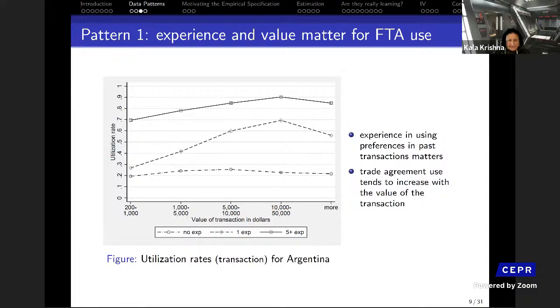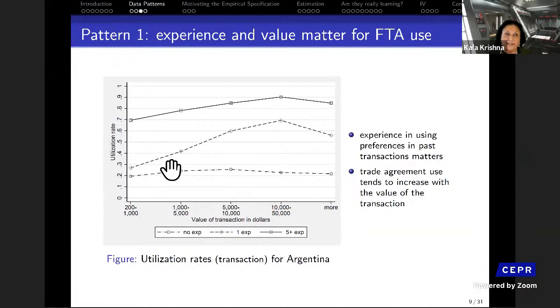here's just a beginning look at the data, which is, how is your experience in past transactions affecting the utilization rate, so the fraction of times that preferences are used. So we have no experience, that's the bottom curve, and it's relatively flat. If you have no experience, it's about 20% chance that you'll use it. Moreover, it doesn't vary much with the value of the transaction. Let's look at the next one.